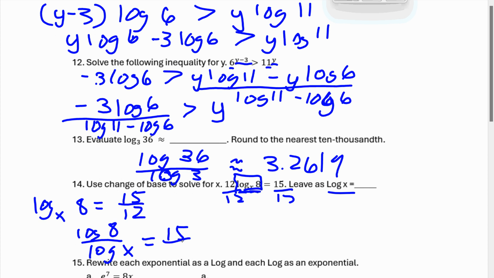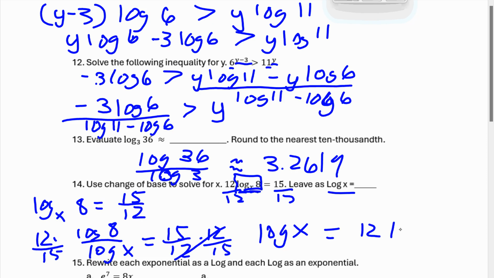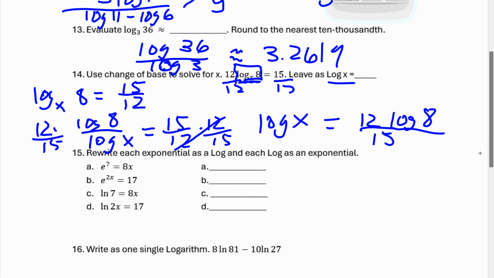And now I can multiply both sides by log of x. So I get log of x. And then I can multiply both sides by 12. Right? And then I can divide both sides by 15. So we get 12 log of 8 over 15. And you can put it all over the whole thing if you wanted to. So there's in terms of log x equals.